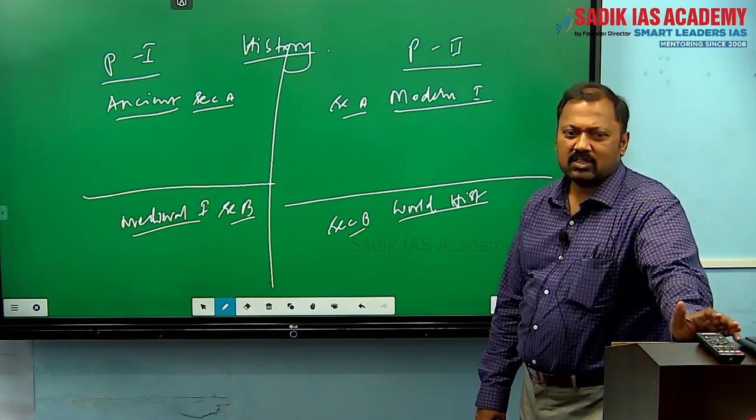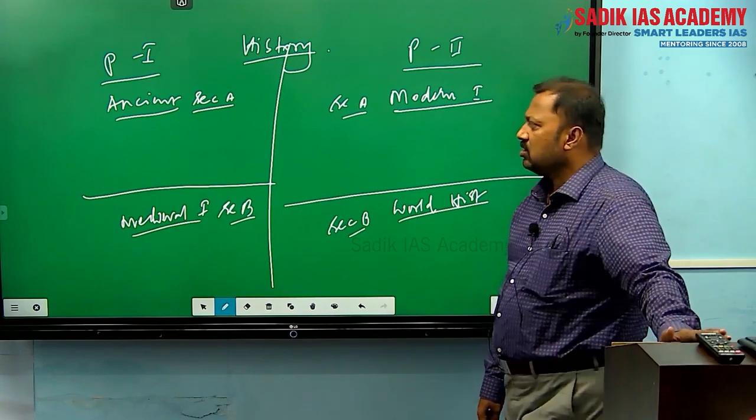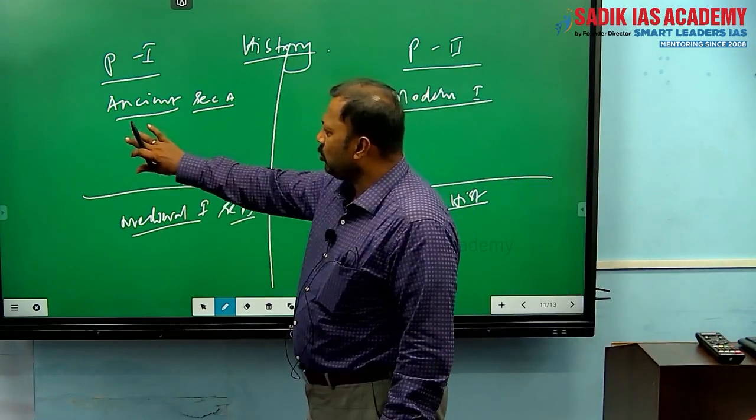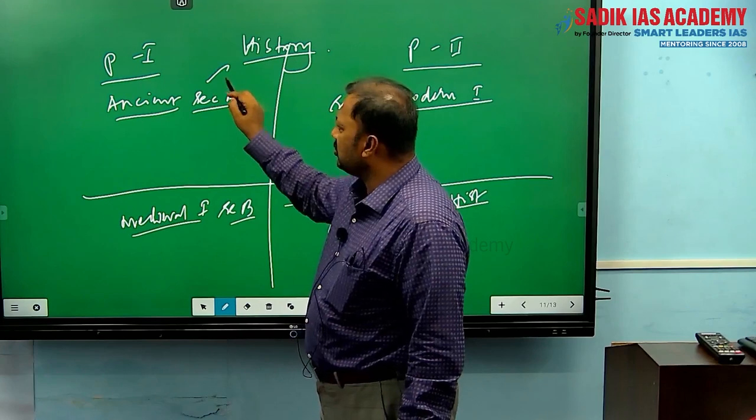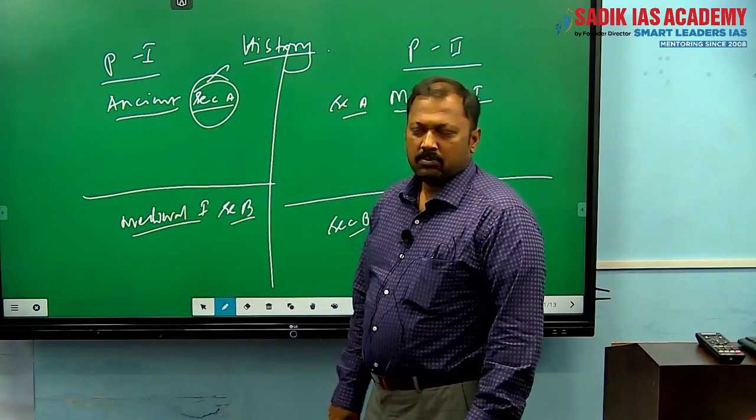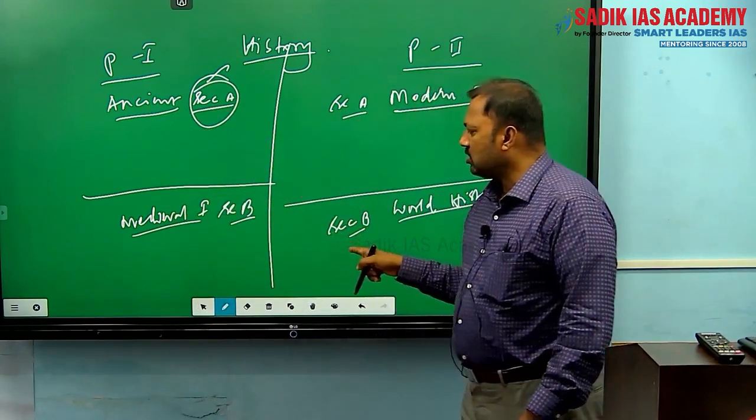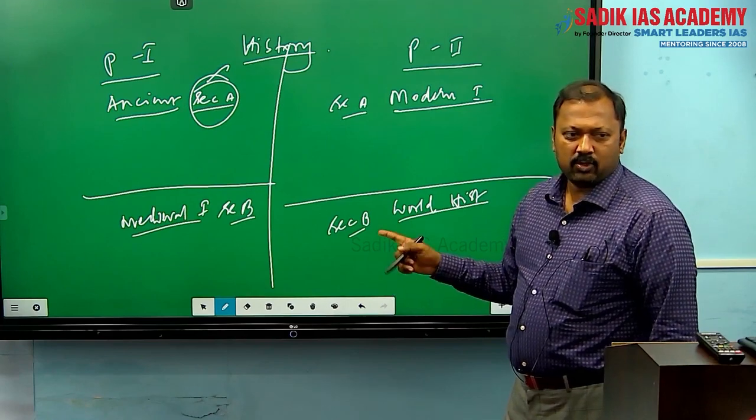The problem with other optionals, and history, if you see, in history optional, if you are good at ancient India, you can easily attempt section A. Because section A questions are not going to be asked in paper 2, and paper 1 questions are not.